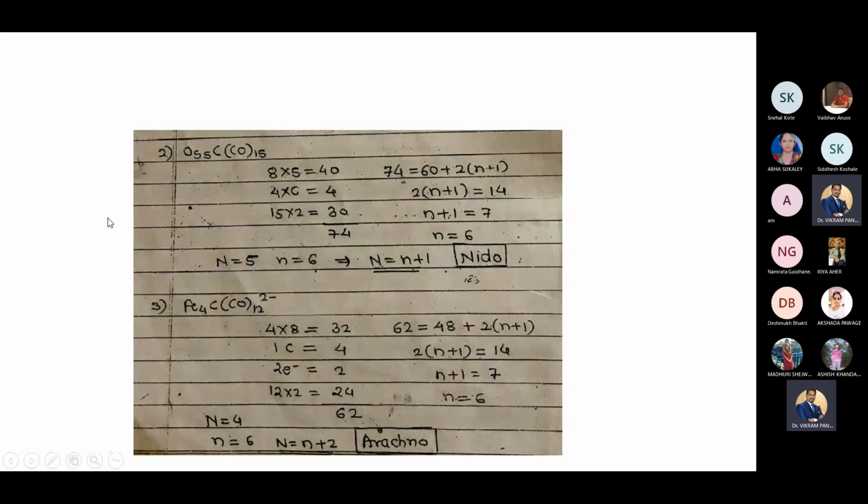So there are certain formulas. You can take a screenshot of these, or write them on your own, like Os5C O by 15, such a type of compound. Carbon is there. Here carbon is given. Here also carbon is given. So for one carbon, you have to take 4 electrons, and in that way you can get the nido or arachno type of systems in the given structure. Okay, so many tricks are there.